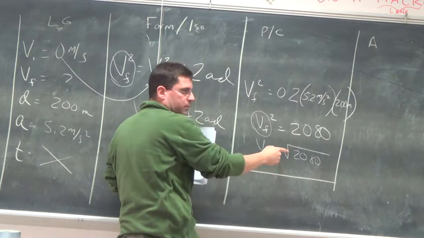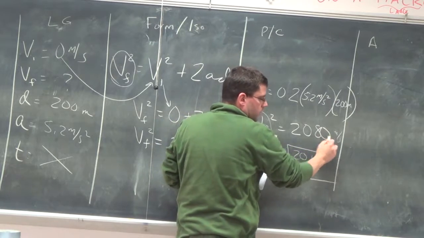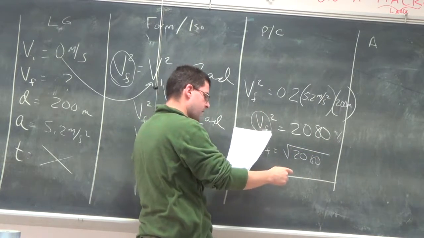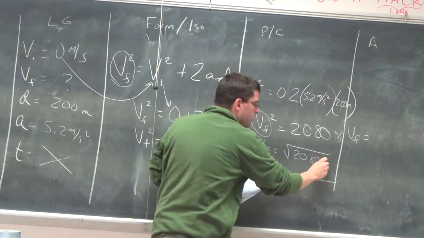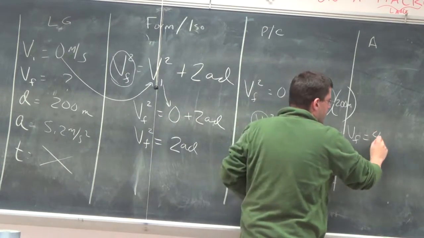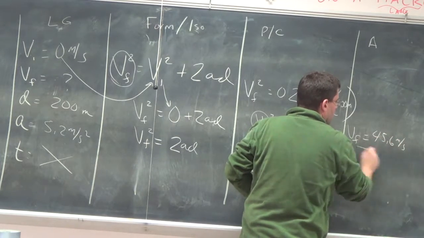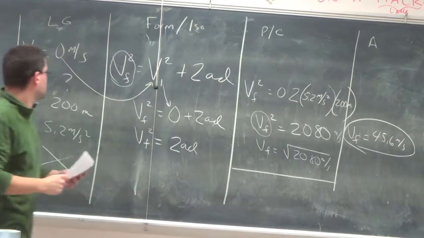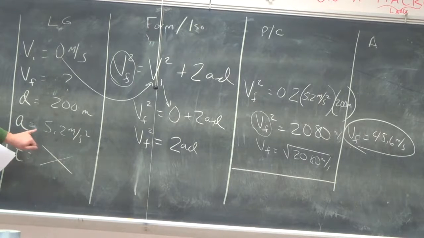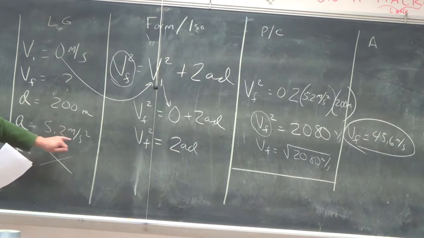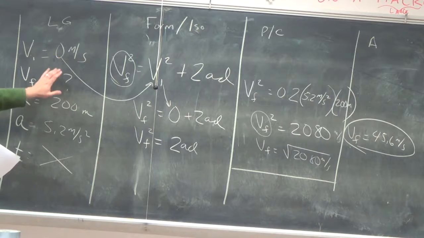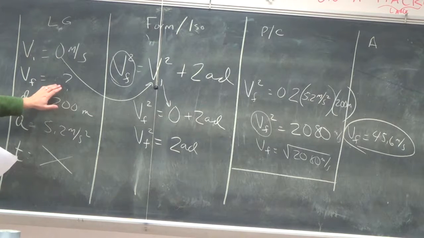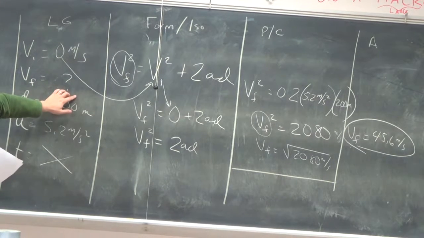And you know your final answer is going to be meters per second. So the final answer for that is going to be Vf equals the square root of 2080 meters per second. It's going to be 45.6 meters per second is your final answer. Okay? So, take a look at it. The car accelerated at a rate of 5.2 meters per second squared over 200 meters. It's a pretty significant distance. Okay? You started at rest. Your final velocity became 45.6 meters per second.